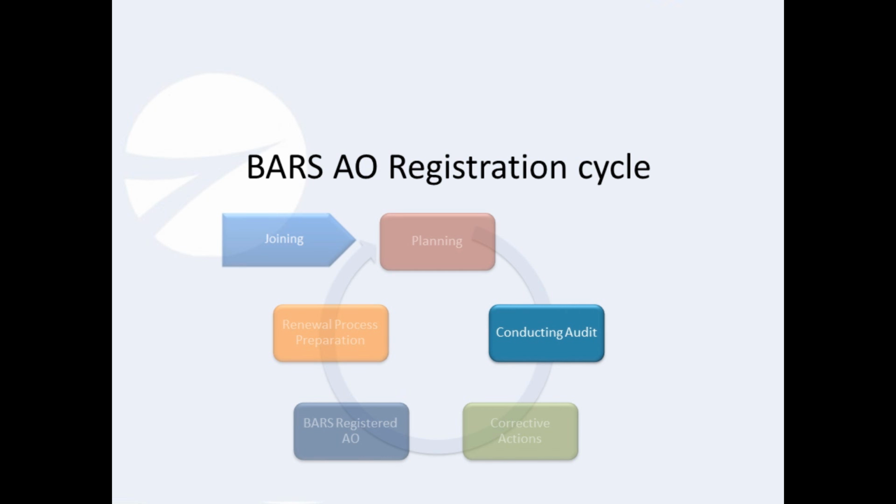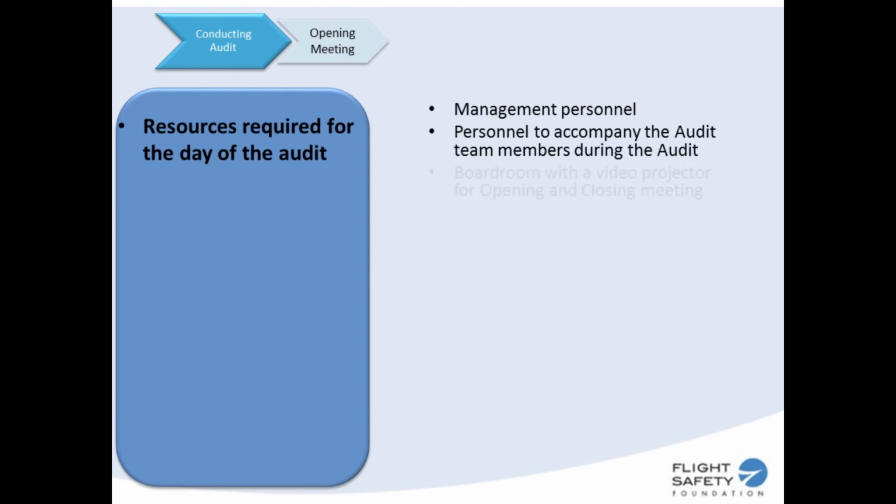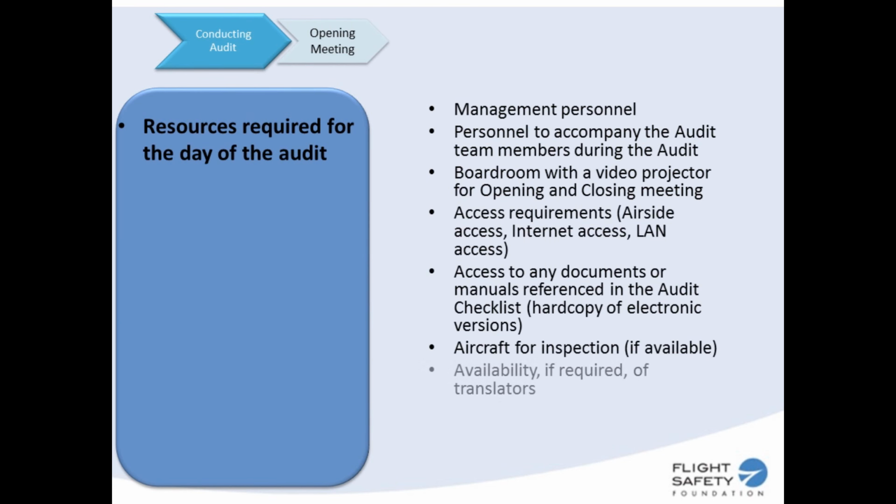This video describes what the aircraft operator can expect during the conduct of a BAR's audit, if it's an initial or a renewal audit. Before the audit team arrive on site, make sure you have all the resources required for the audit available and ready to go. This is things like management personnel available for interview, personnel to assist the audit team during the audit, if there's a boardroom or a meeting room available, and does it have a projector so the audit team can present the opening and closing meetings. Make sure the security and access requirements are organised.